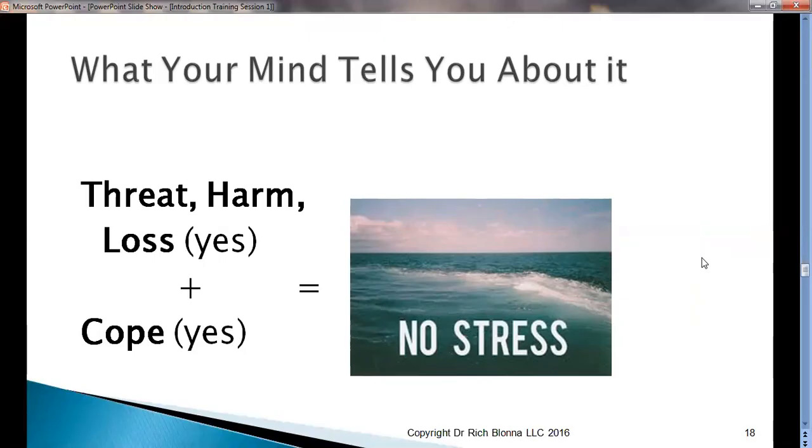So in this case, even though it involved harm and loss, you still are saying, yes, I can cope with it. So therefore, your mind does not trigger a stress response. And again, like one of 1,000 things you're exposed to in any given day, it just goes in one ear and out the other. You write the check and you go on your way.